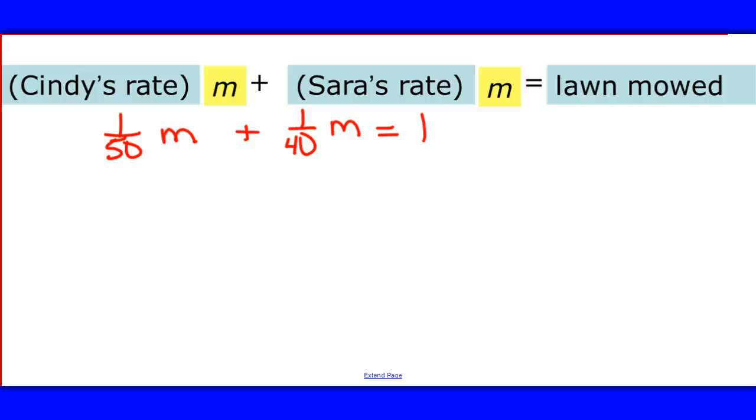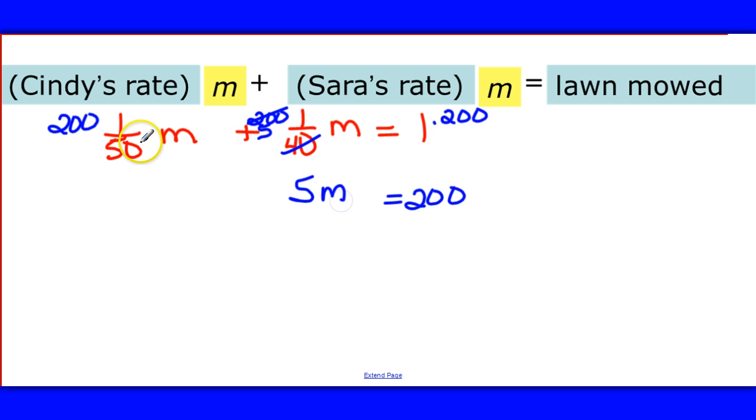Oh, let's say 200. So I'm going to multiply this by 200, this by 200, this by 200. Now, here's where people make the mistakes. They just ignore the answer. You can't do that. So that's going to go like that. This will go into here 5 times, so that's 5m. This will go into here 4 times, so that's 4m. So 5m plus 4m is 9m equals 200.